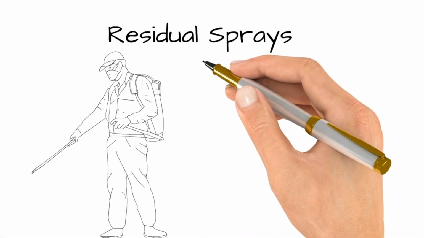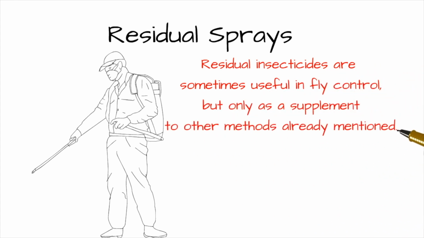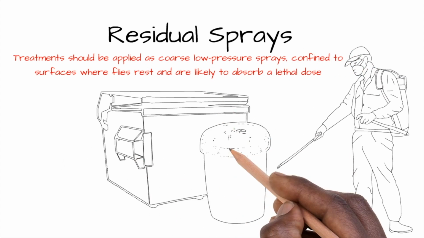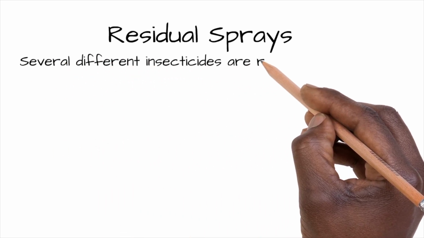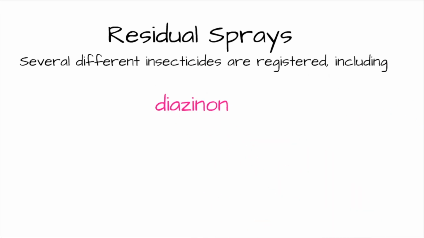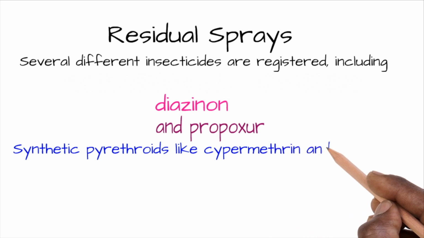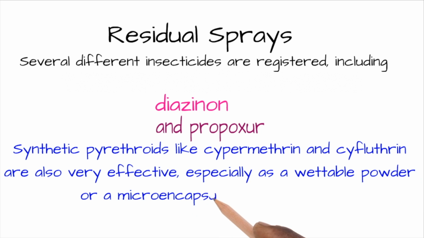Residual sprays. Residual insecticides are sometimes useful in fly control, but only as a supplement to other methods already mentioned. Treatments should be applied as coarse, low-pressure sprays, confined to surfaces where flies rest and are likely to absorb a lethal dose. For example, areas around dumpsters or sun-exposed exterior walls adjacent to a doorway. Several different insecticides are registered, including diazinon and propoxur. Synthetic pyrethroids such as cypermethrin and cyfluthrin are also very effective, especially as a wettable powder or microencapsulated formulation.